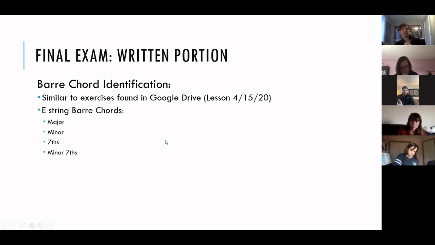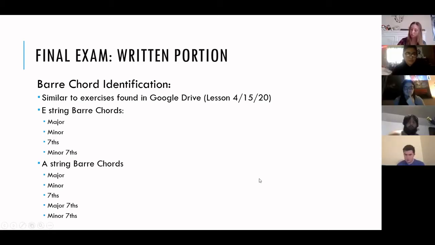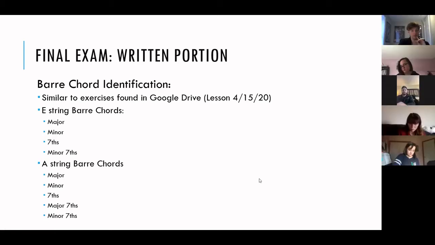The bar chords that you have on the E string are major, minor, dominant 7s, and minor 7s. And then on the A string was the majors, the minors, the 7s, the major 7s, and the minor 7s. So one extra one on the A string. Any questions so far with that? You guys good? Everyone's good? All right.